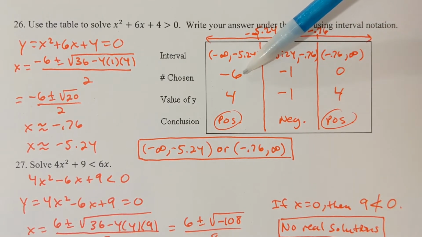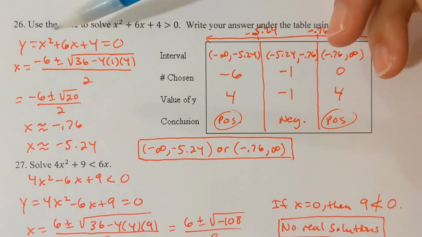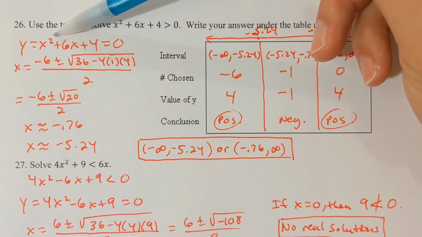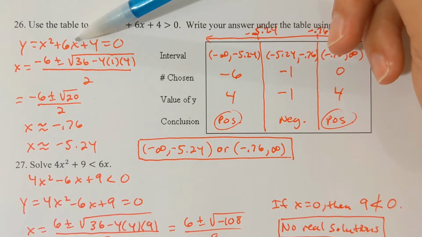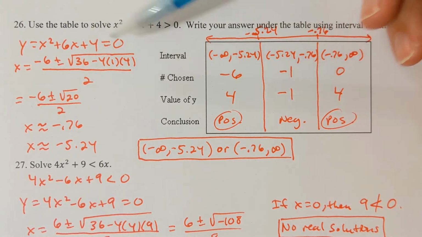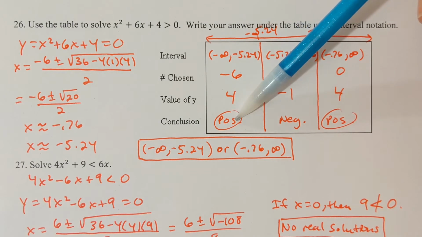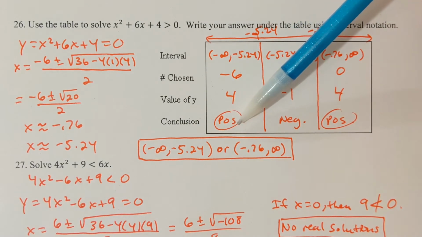So we'll choose a number in the first group. Any number I want, it's got to be less than negative 5.24. So like if I use negative 6, and plug that in here. Negative 6 squared is 36, minus 36 is 0, plus 4 is 4. 4 is a positive number, so I'll write positive there for my conclusion.